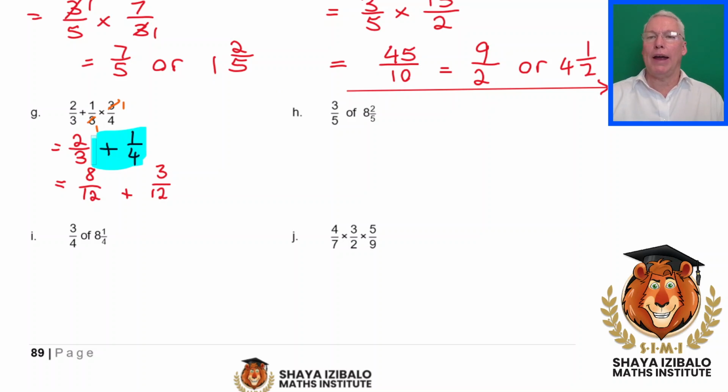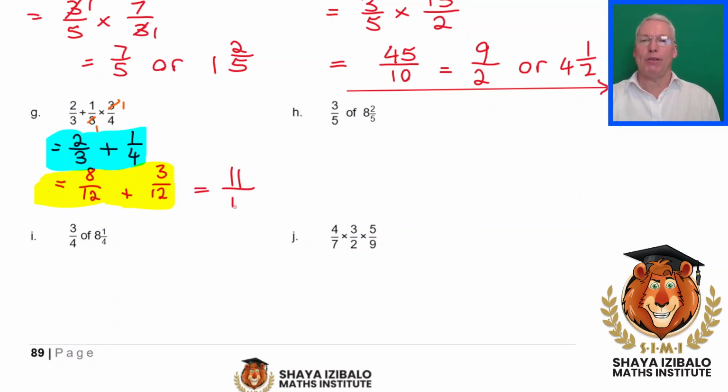This blue line is exactly equal in value to this yellow line. Okay, the only difference is that in the yellow line we've got the same type of thing, so we can add them. If we've got 8 things and we add 3 things, then we've got 11 things, and those things happen to be twelfths. Does it make sense? It always makes sense.